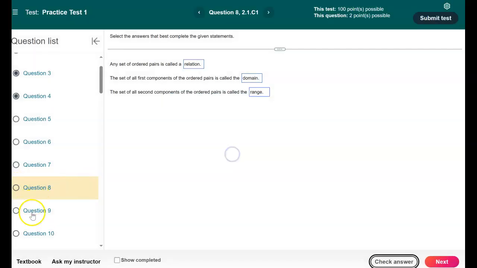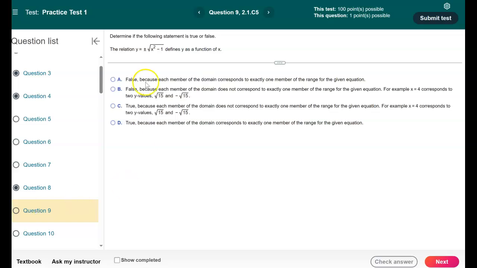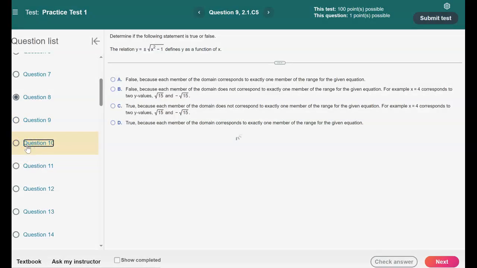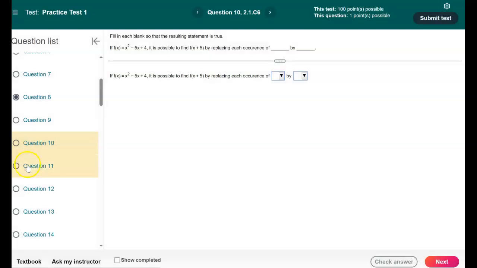Okay, now let's proceed to the next one. Determine if the following statement is true or false. Okay, so I would leave this to you, like all the conceptual questions. I want you to figure those out. And let's look at some other problems. So those are all conceptual questions as well.